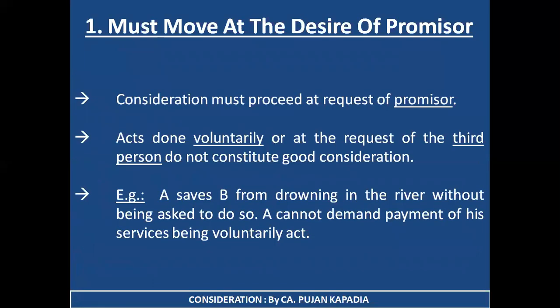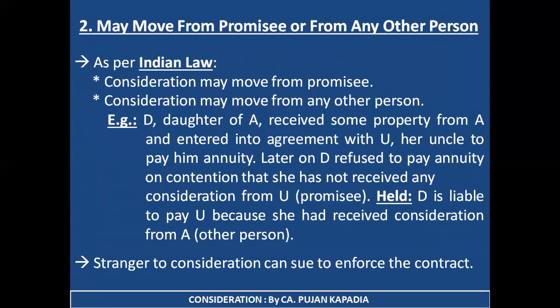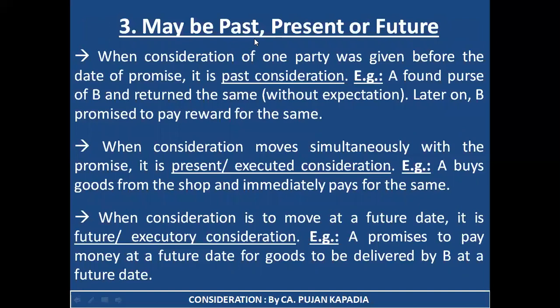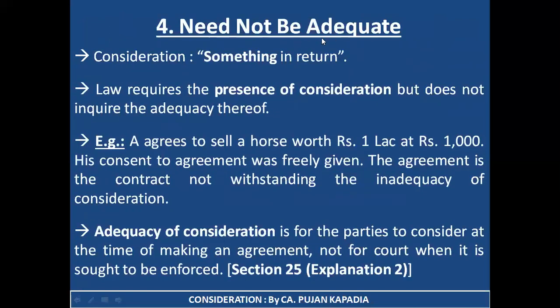The second point is essential elements. First, it should be moving at the desire of the promisor. It should not be voluntary. Second, any person can pay the same, either the promisee or it can flow from any other person. I gave you the example of daughter, father, and uncle. Third, it may be past, present, or future. Fourth, it need not be adequate. Consideration must be there, but how much is not important.